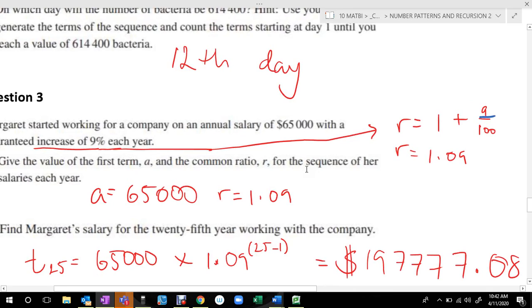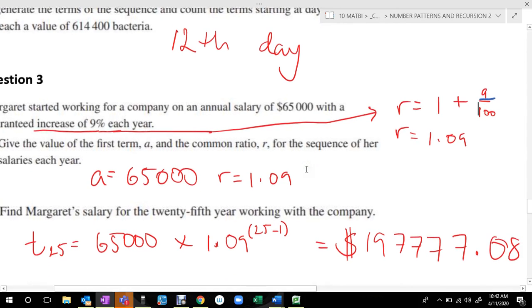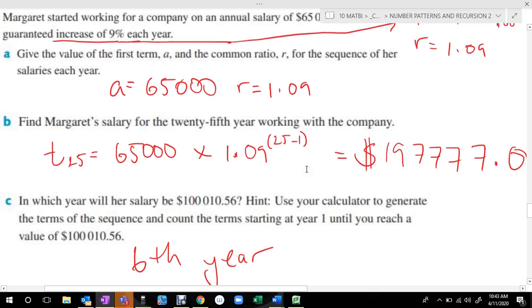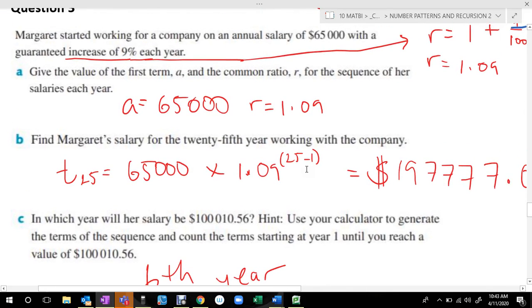Remember the rule, if you multiply by a ratio more than 1, the number goes up, and if it's less than 1, it goes down. Okay, it goes down.